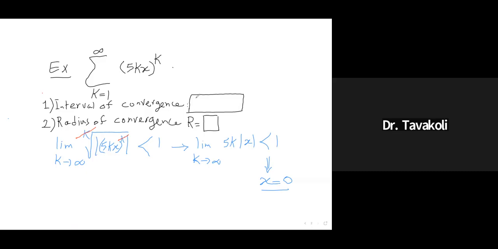So if I want to write down the interval, it is the set containing only x equals 0. It's not an open interval. And the radius of convergence is 0. The reason this happened is because of the k next to x inside these parentheses.